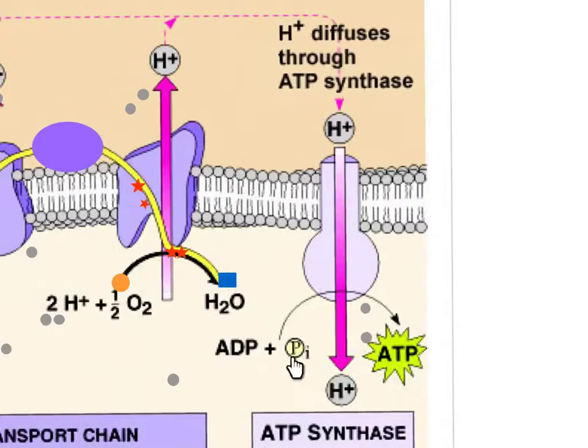ADP and inorganic phosphate come together in a process called oxidative phosphorylation. Ultimately, NADH creates 30 ATP and FADH2 creates 4 ATP.